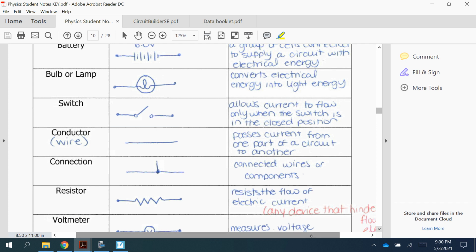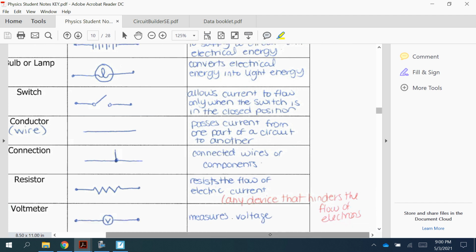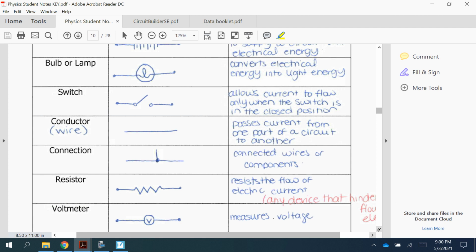So a resistor is any device that hinders the flow of electrons, and it resists the flow of the electric current. It's just represented as zigzags there. So it's resisting that movement of electrons, and we'll see what that actually looks like with our Explore Learning Gizmo. Just give me a second. So something like a light bulb is also a resistor. The internal part of a light bulb will actually resist the flow of electrons, and that resistance is what will allow it to light up.